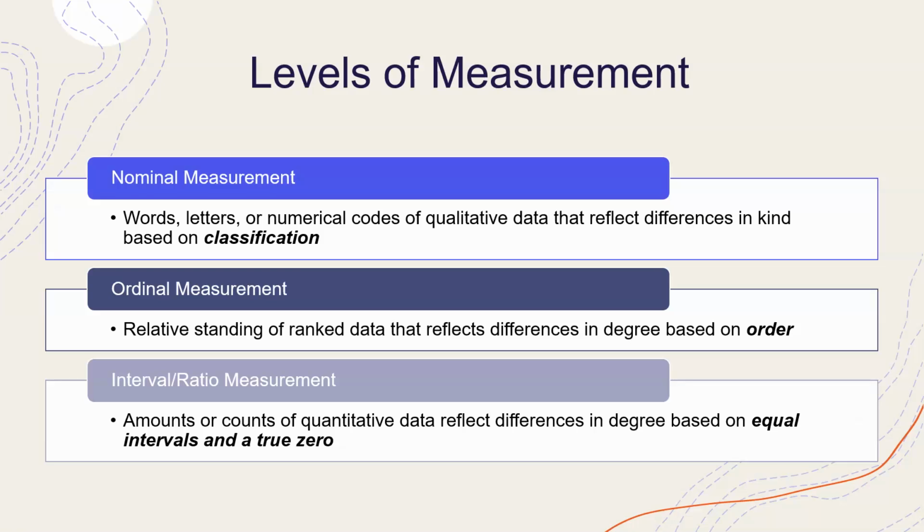The single property of nominal measurement is classification. That is, sorting observations into different classes or categories. Words, letters, or numerical codes reflect only differences in kind, not differences in amount. If people are classified as either male or female, or coded as 1 or 2, the data are qualitative and measurement is nominal.